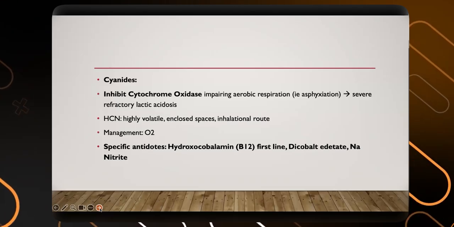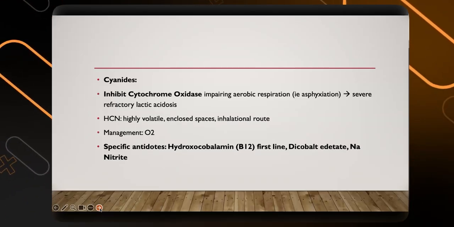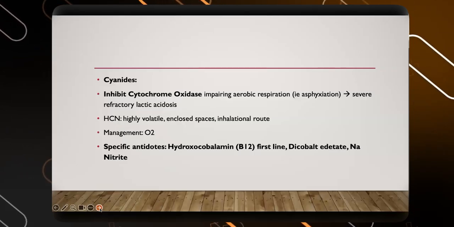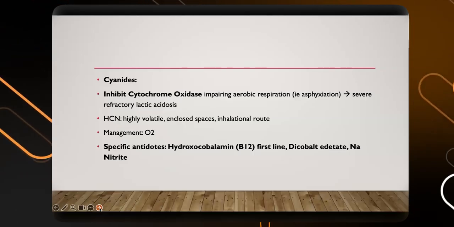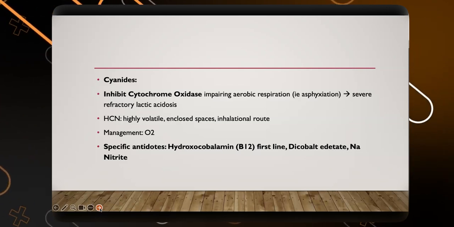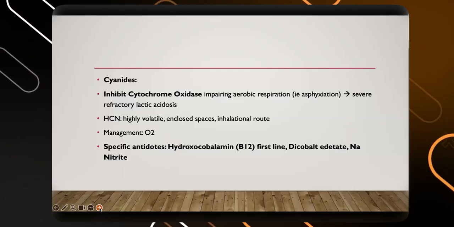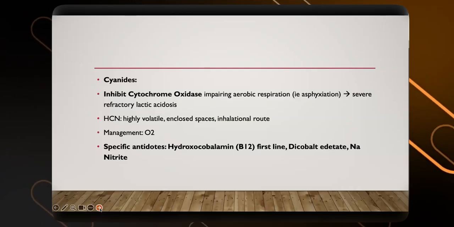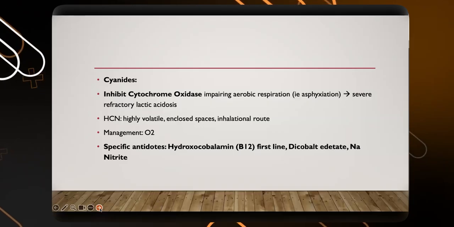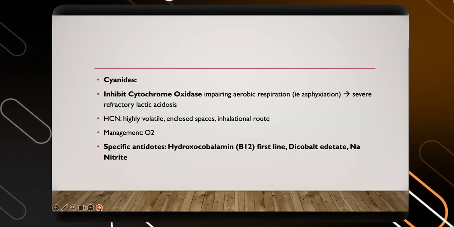Now, the next one is cyanide. Cyanide typically inhibits cytochrome oxidase, which impairs aerobic respiration, that is, causes asphyxiation, which leads to refractory lactic acidosis. Hydrogen cyanide, which is highly volatile, occurs when there are burns in enclosed spaces, for example, fire in enclosed spaces, and it poisons typically by the inhalational route.